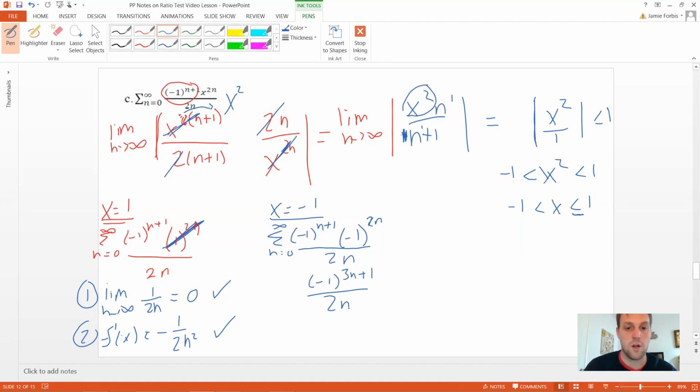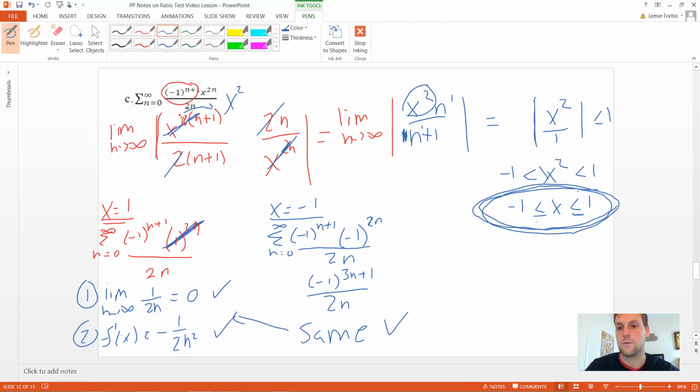And if you notice, that's an alternating series, and it's pretty much the same alternating series as the previous one. So it's going to follow the same exact steps as before for testing it. So yes, this is also convergent. So in this example, both endpoints are included. Does that make sense? Okay. Any questions on that one before I move on?